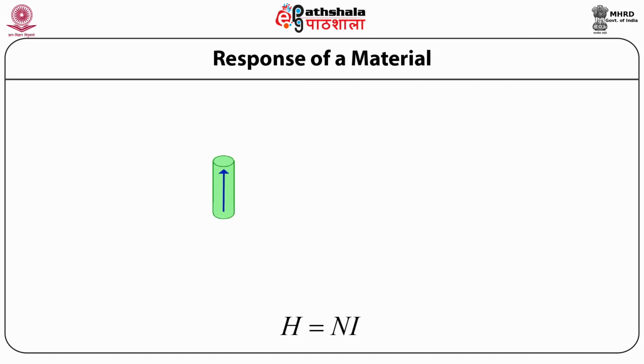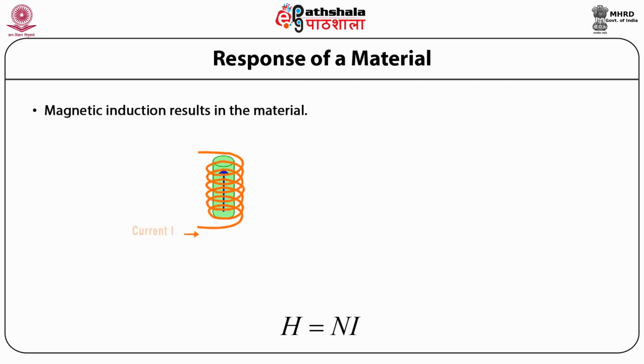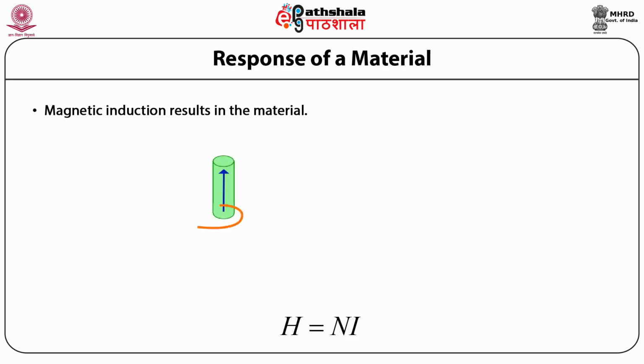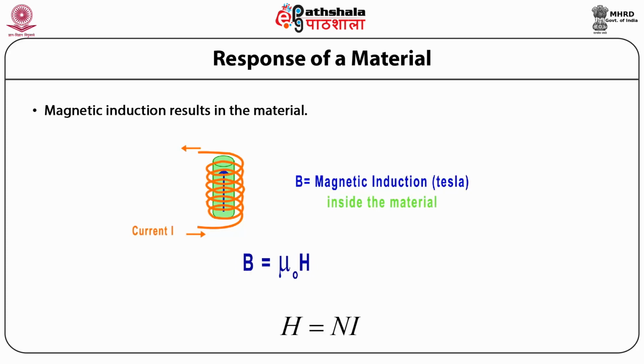Response of a material. When a magnetic field is applied to the material, then B, known as the magnetic induction, is introduced inside the material, and the unit of B is Tesla. B is related to H by the equation B = μ0H.